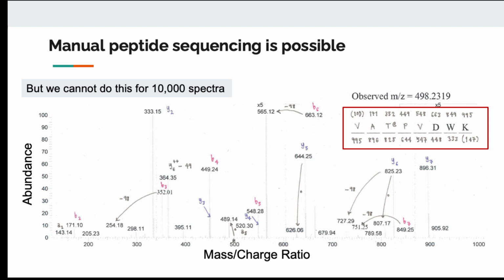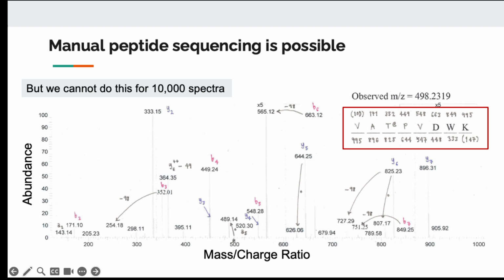But still, if you're curious, if you really go into a proteomics course, you will learn how to do this by hand. This example comes from a homework when I was a PhD student. We have this spectrum, and we have to deduce that this is the peptide VAT, and T has the phosphorylation, and then PVDWK, just based on the numbers that we see on the screen. It's possible because there are not many ways that you can create a peptide that can produce this kind of pattern.